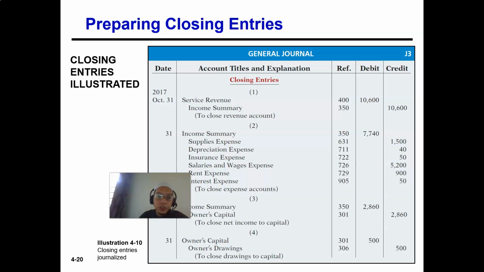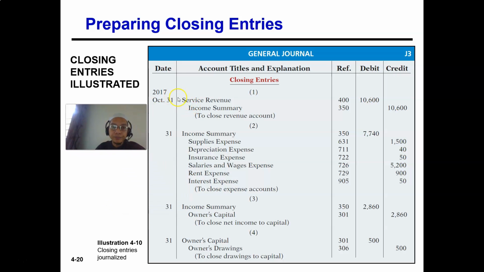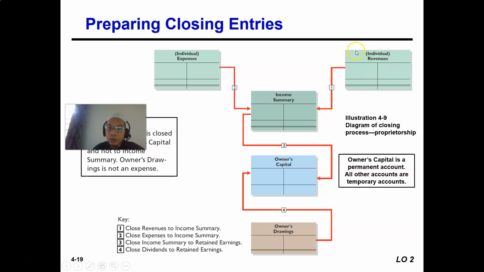Okay, so this will be the journal entry. The first step is closing the service revenue. Therefore, we debit service revenue 10,600 and we credit income summary. That is what is going on in this one. We debit the revenues account and we credit income summary.